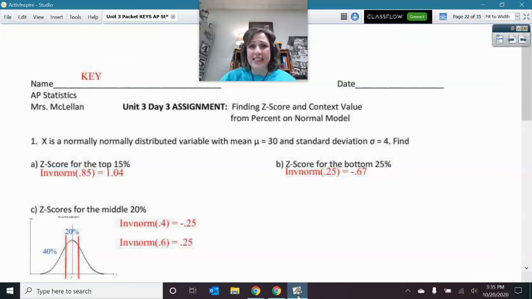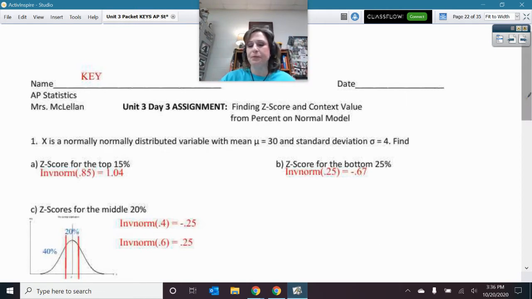All right, let's check and see how you did on this assignment that pulls everything together, finding percents and probabilities, but also z-scores and context and maybe even the mean and standard deviation. Can you do it all?